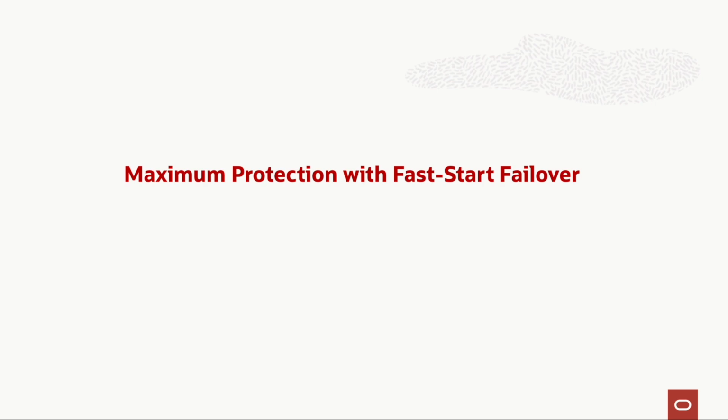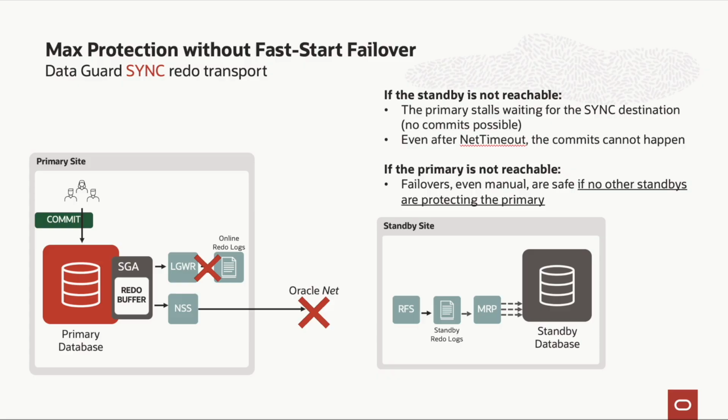If connectivity is lost, the primary database stalls to prevent data loss. This guarantees 0 data loss. In the case of max protection without Fast Start Failover, if the standby is not reachable, the primary stalls waiting for the sync destination. No commits are possible. Even after the net timeout, the commits on the primary cannot happen. If the primary is not reachable, failovers, even manual, are safe if no other standbys are protecting the primary.